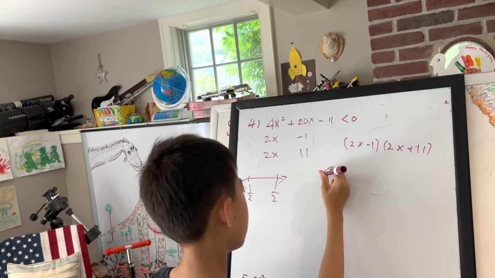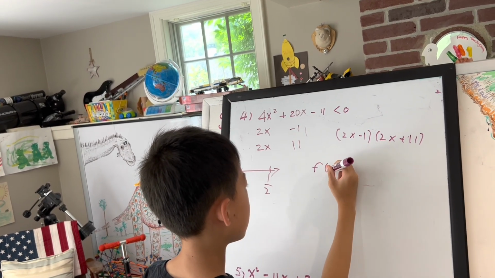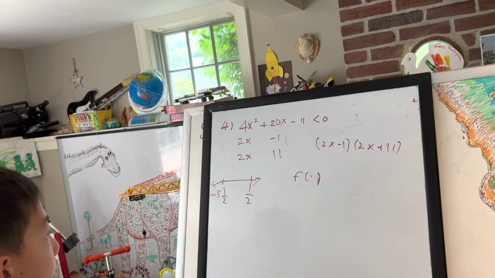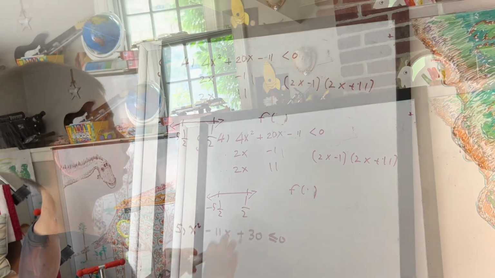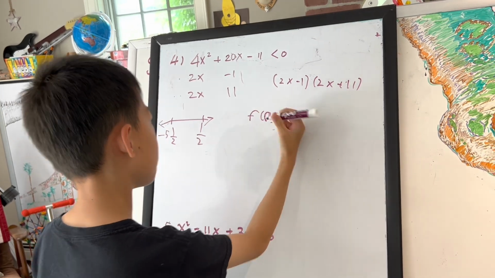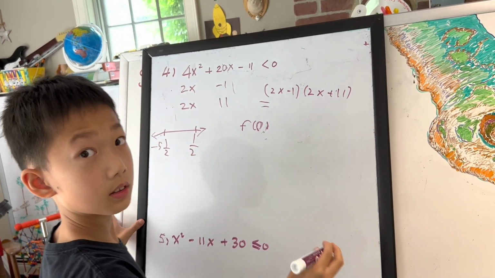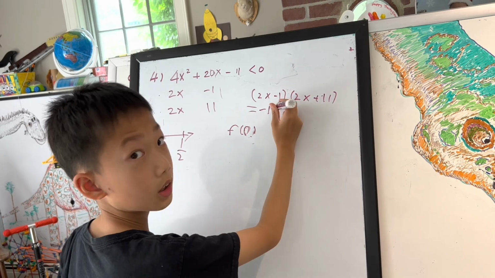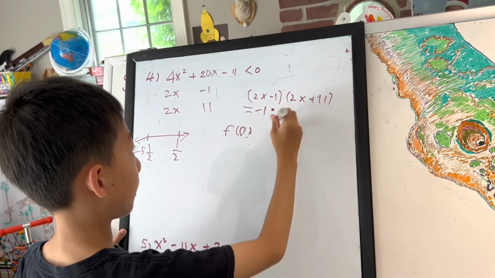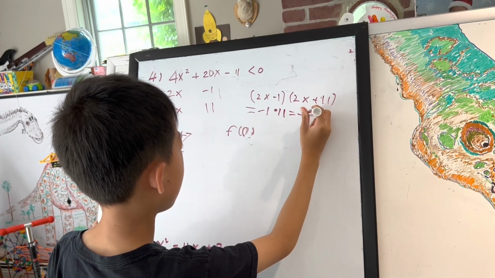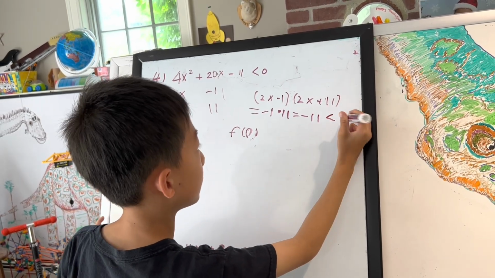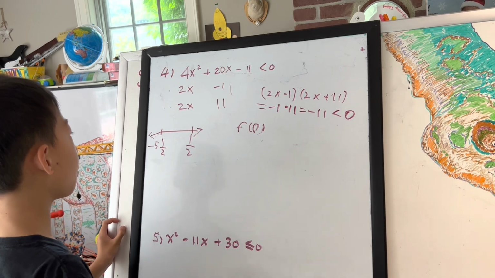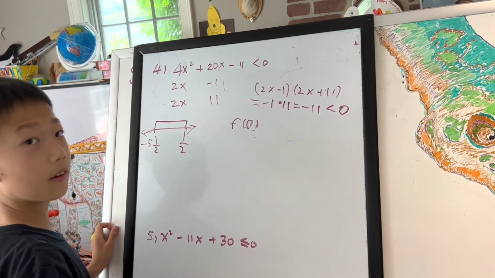So f(x). Something that's between these could be, we're going to use 0, so that means we're going to skip down, equals, so that's 0 minus 1, -1, and 2 times 0 is 0, plus 11 equals 11, equals -11, which is less than 0. So that can go on the number line. That means we can choose any number within here.